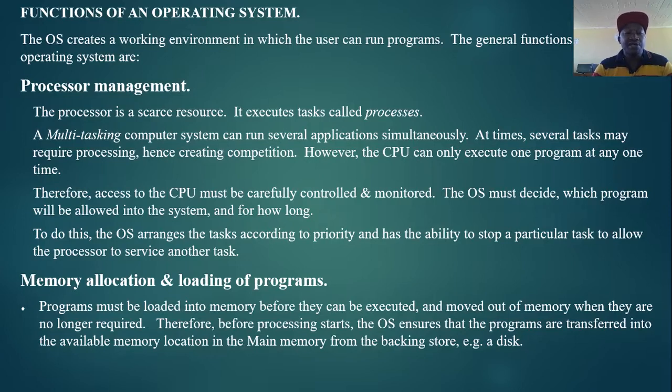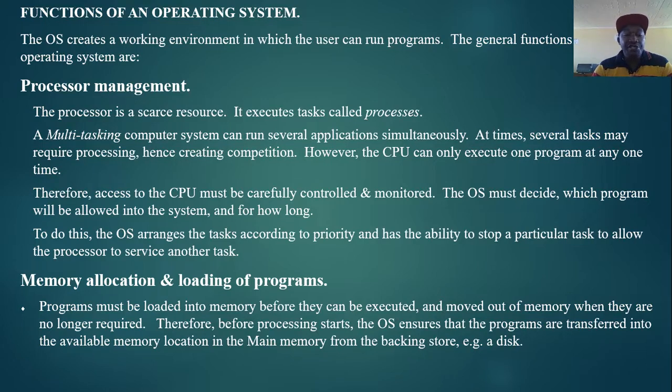For example, processor management. In processor management, you will notice that a computer is capable of performing more than one task. That is called multitasking. That is made possible by the help of the operating system. In multitasking, a computer can run several applications simultaneously. What happens is the CPU is subdivided into slices, and these slices are each allocated a task.